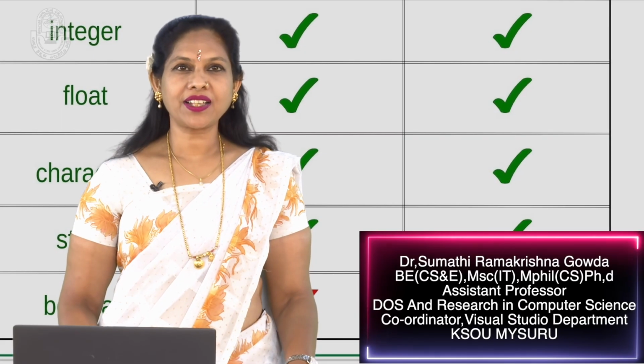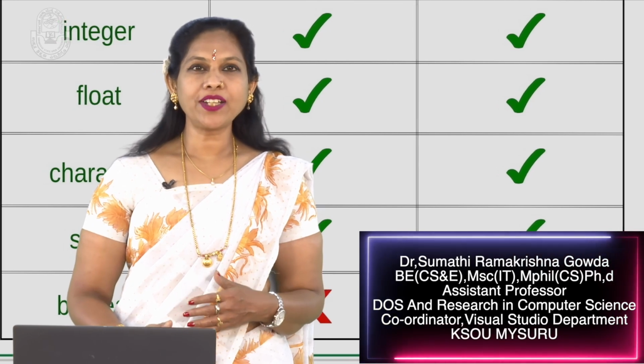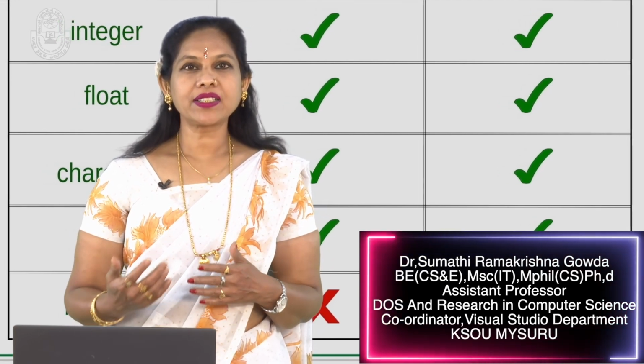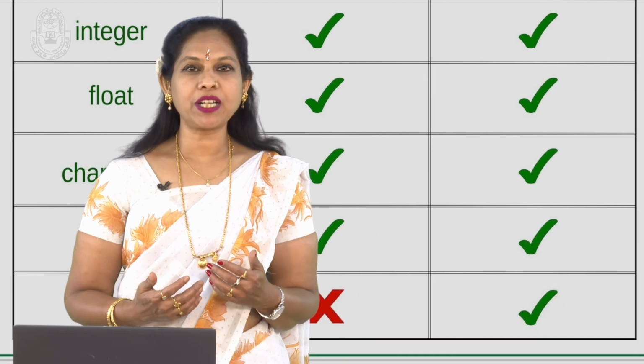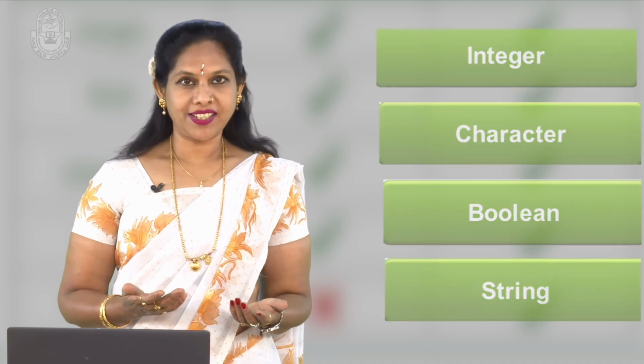Students, in today's class we will learn about literals. A literal represents a value of a certain type where the type describes the behavior of the value. There are different types of literals. They are number literals, character literals, boolean literals and string literals.